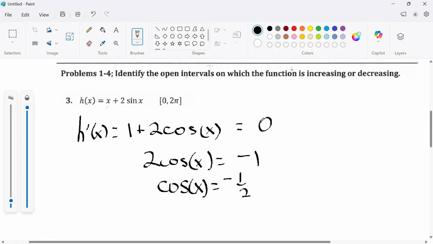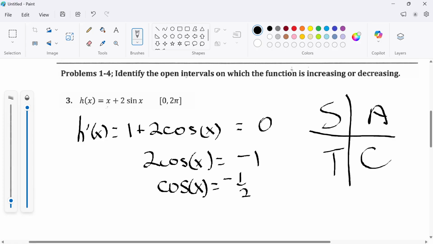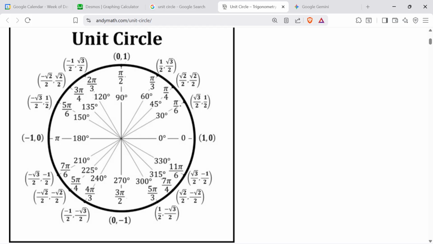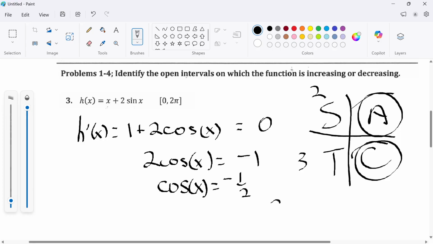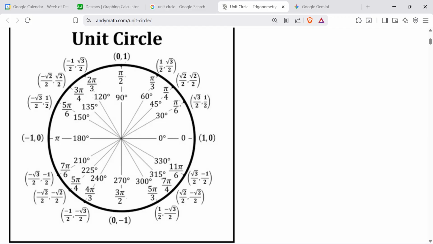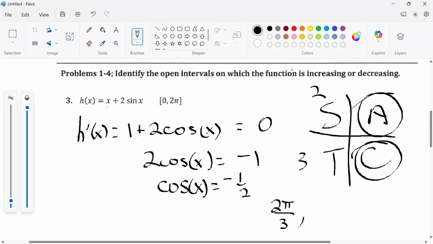So on the unit circle, I will now look at the unit circle and see where cosine is negative 1/2. Well, I know this. C-A-S-T. I know here cosine's positive, here cosine's positive. So the second quadrant and third quadrant are where the answers are going to be. And in the second quadrant, cosine of 2 pi over 3 is negative 1/2. And in the third quadrant, it's cosine of 4 pi over 3. You can see my mouse hovering over it, 4 pi over 3.